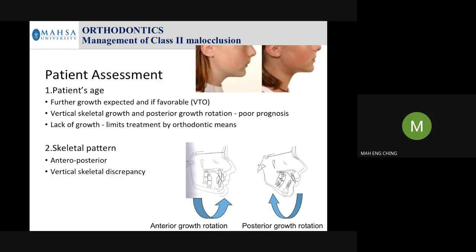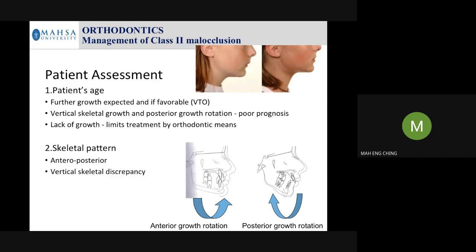So if you want to assess whether the patient is suitable for orthodontic treatment, usually ask the patient to bring the lower jaw forward, then achieving what we call the oral seal or lip competency. And if they have a nice profile, then most probably they end up with a good result. Then vertical skeletal growth and posterior growth rotation, the prognosis.